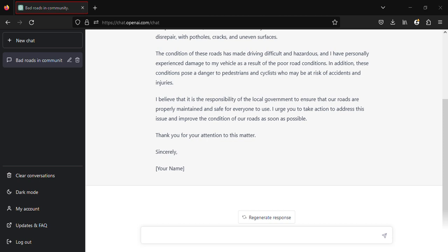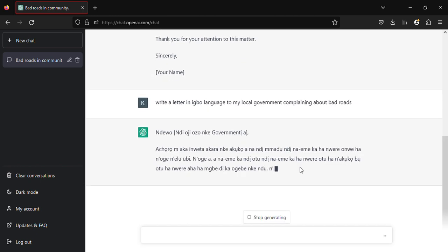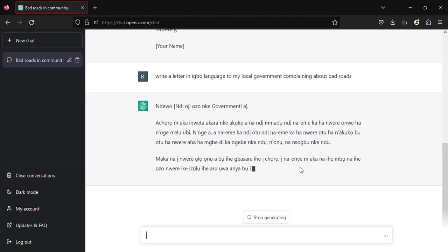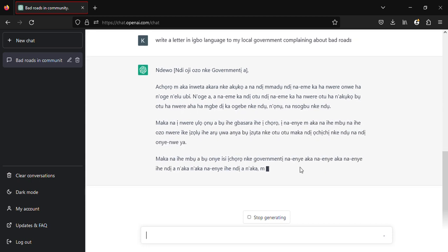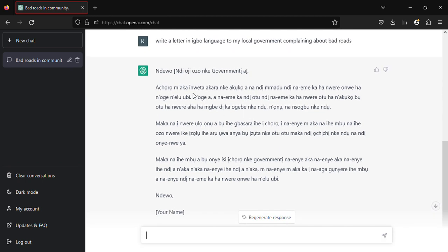So now let me tell it to compose the same letter in the Igbo language, and let's see how it goes about that. Wow. Can you imagine? Look at that. It is also composing the letter in the Igbo language. I don't know Igbo, but maybe those who can read Igbo can help us out. Is this properly written? Well, at least it attempts to write it in Igbo.